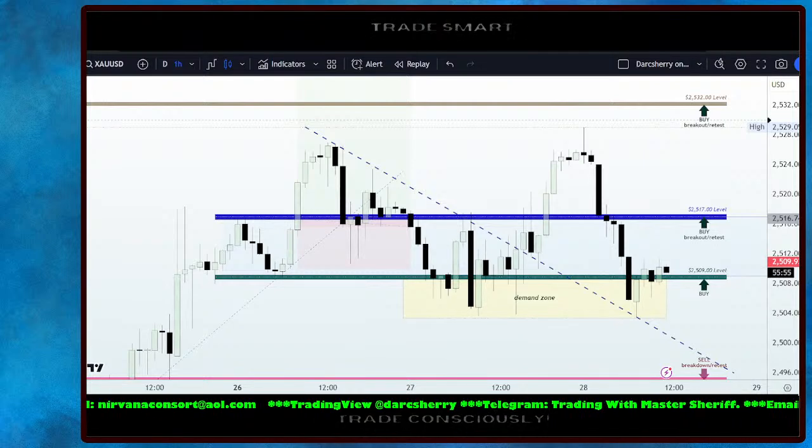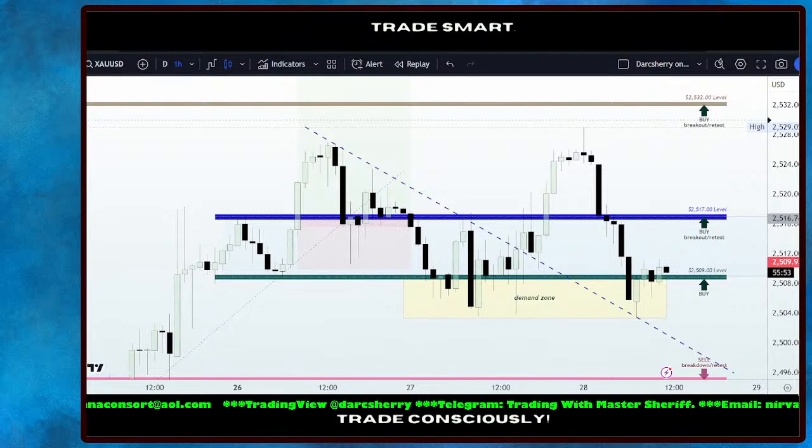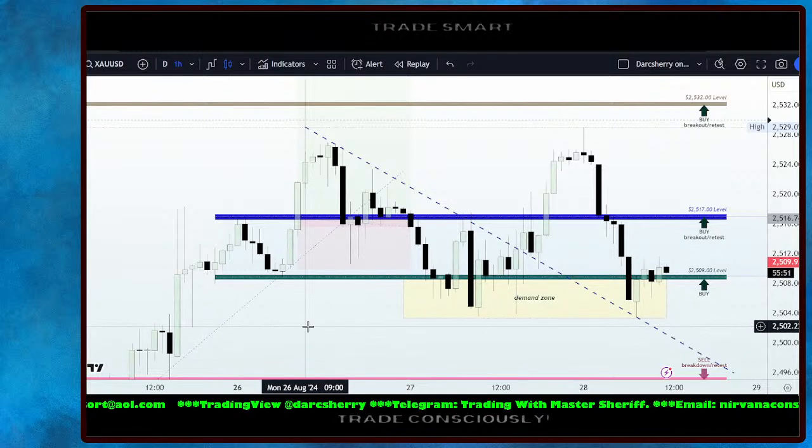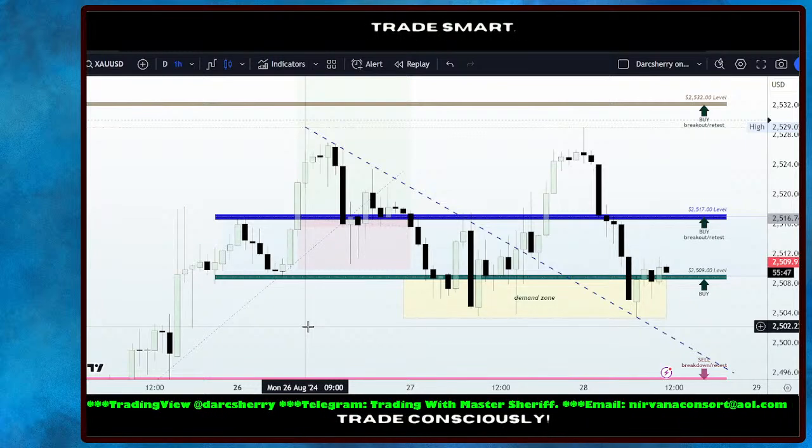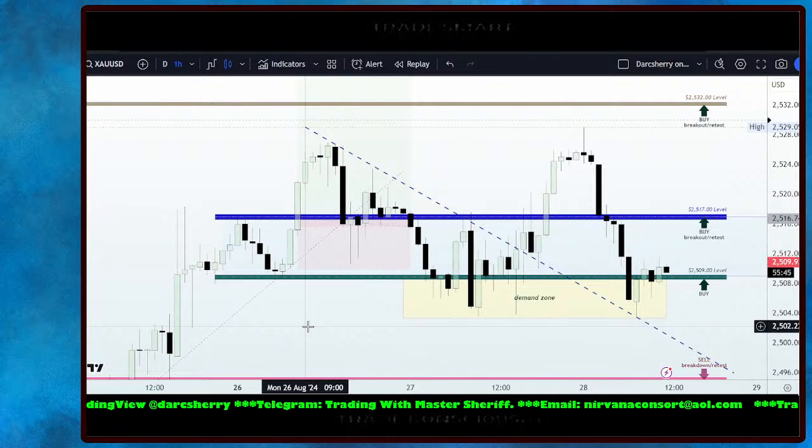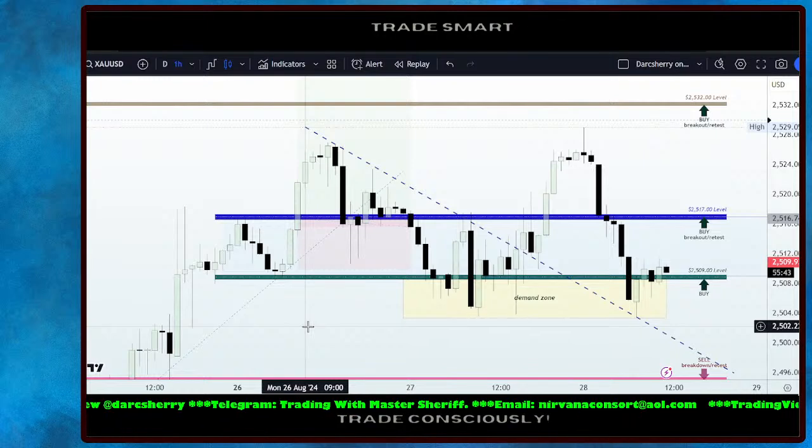So with that in mind, let's run through what really happened at the beginning of the week and what has been guiding our trading since the beginning of this week. Now, at the beginning of the week, we had a range bound structure.